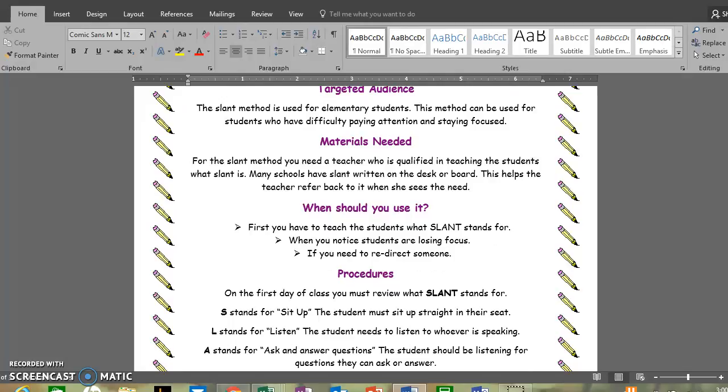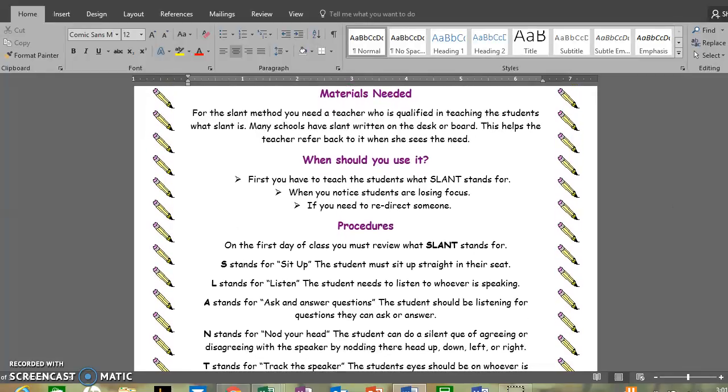The materials you need are a qualifying teacher. The teacher has to set up what SLANT is the first day and remind students constantly. Because it's a new terminology, the students may or may not know what it stands for, what it means. It could just be another word to them. The teacher has to know how to teach the SLANT method to the students so they can use it. Many schools have SLANT written on the desk or the board. This helps the teacher refer back to it when she sees the need.